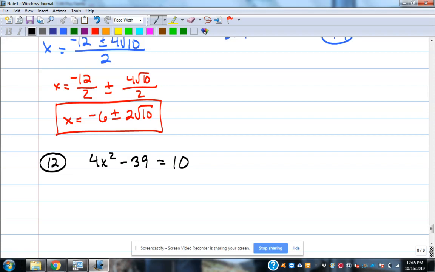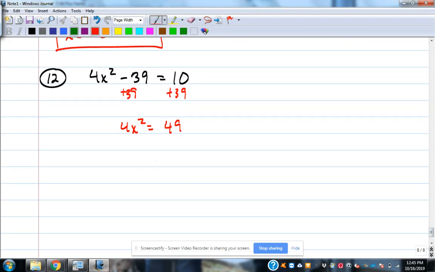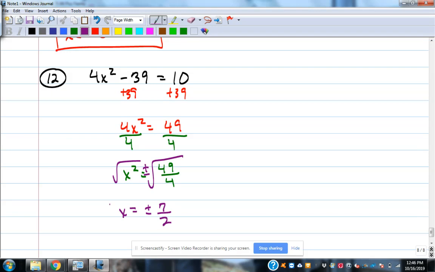Difference of squares or square roots. Either way, both are almost the exact same amount of work. If we do square roots, what do I do first? Add the 39. Get 4x squared is equal to 49. Now what? Divide by 4. So x squared, and then 49 is not divisible by 4, so that's going to be 49 over 4, and then I take the square root of both sides, right? 7 plus or minus 7 over 2.